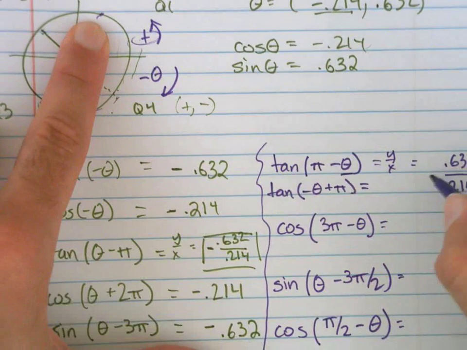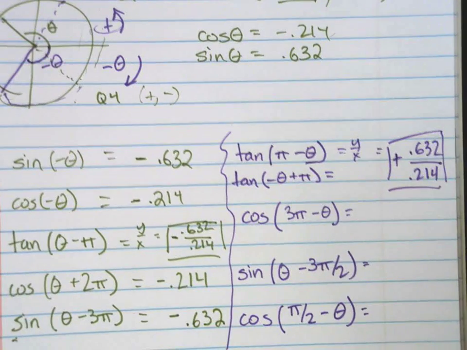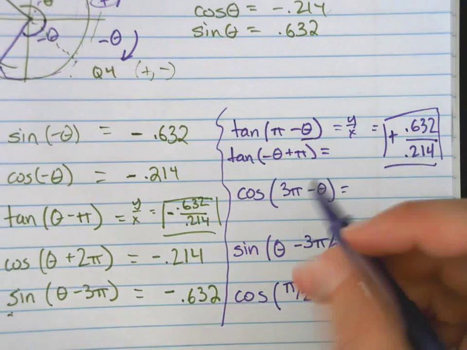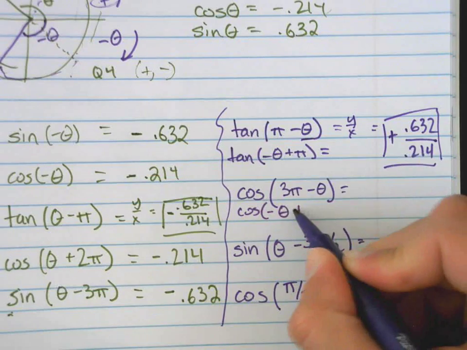And so I get a positive value for tangent. Let's do the same for this next one. I'm going to rewrite it. Cosine of a negative theta plus 3 pi. And that equals, let's go look.